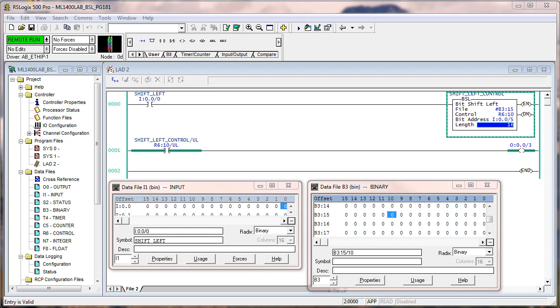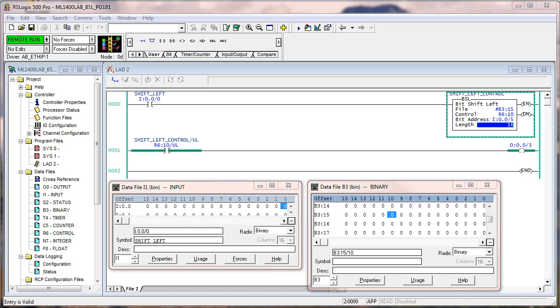Leaving input 5 on, because it has to be on when you execute the bit shift left. Switch input 0 on. Did any of the bits in B315 change state? Yes, they did. Which bits? Bit 0. Switch input 0 off.